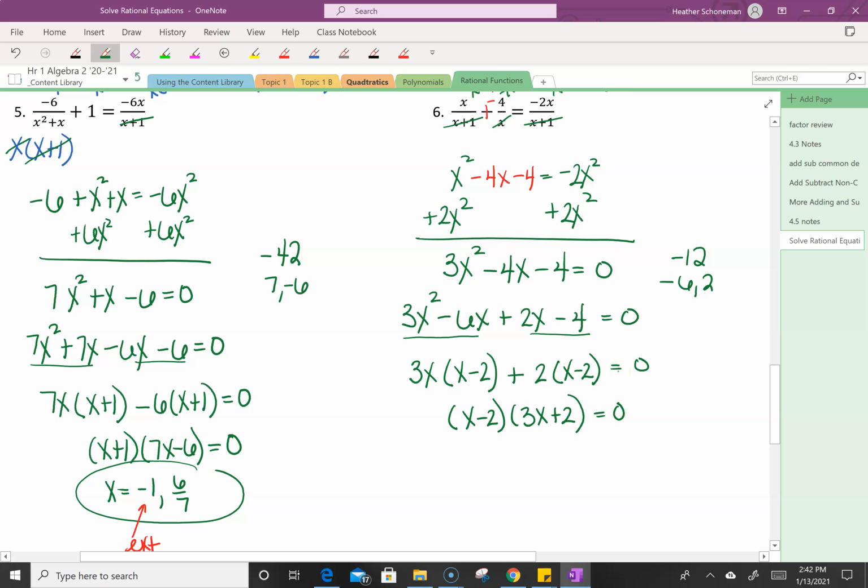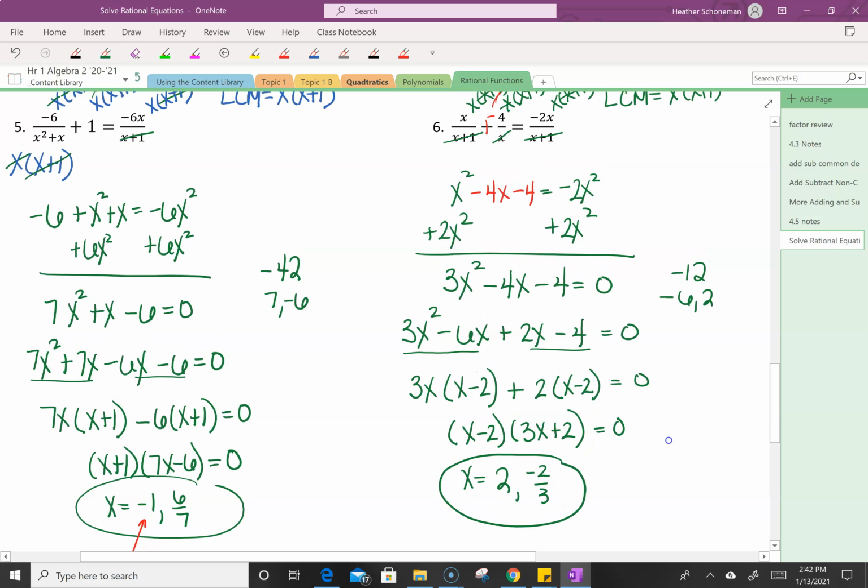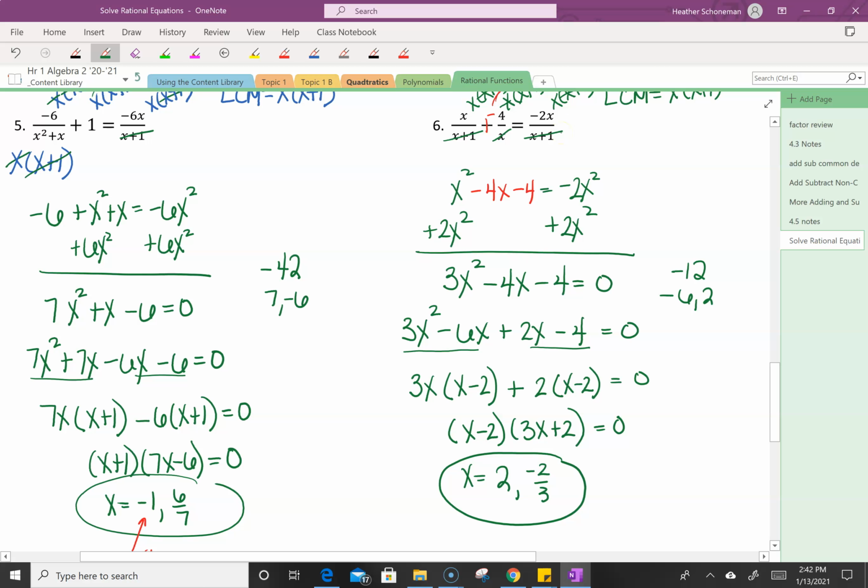Okay, so first step was to set equal to 0. Second step is to factor, which I just did. And the last step is to write equations and solve. So here I get positive 2, and here I'm going to subtract 2 and divide by 3, so I get negative 2/3. Now I need to check. Plugging in 2 or negative 2/3, neither one of those is going to make the bottom 0, so neither one of those solutions is extraneous, and I don't have to mark either one.